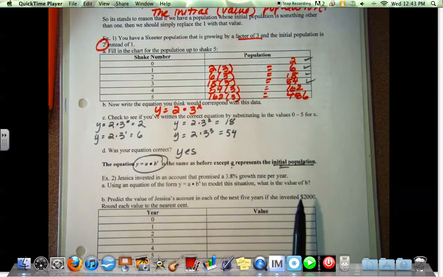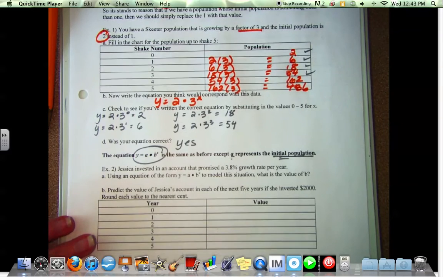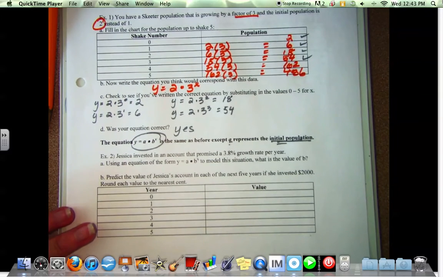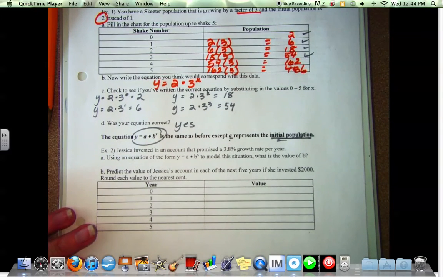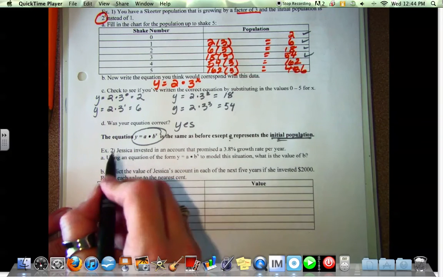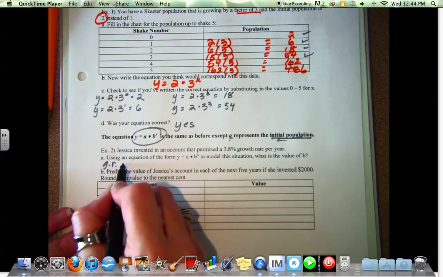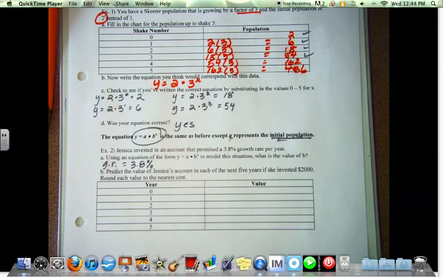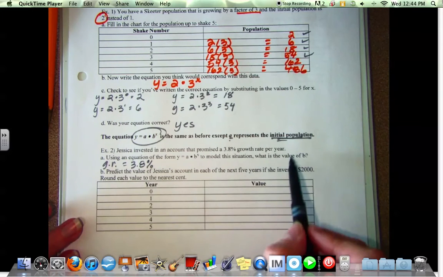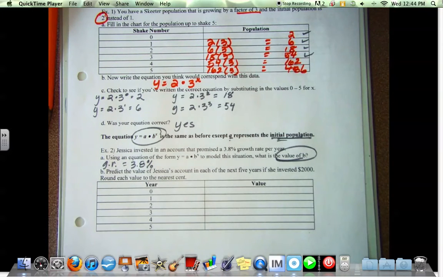Jessica invested in an account that promised a 3.8% growth rate per year. Using an equation of the form y equals a times b to the x to model the situation, what is the value of b? So we have a growth rate of 3.8%. We're asked to find the value of b.